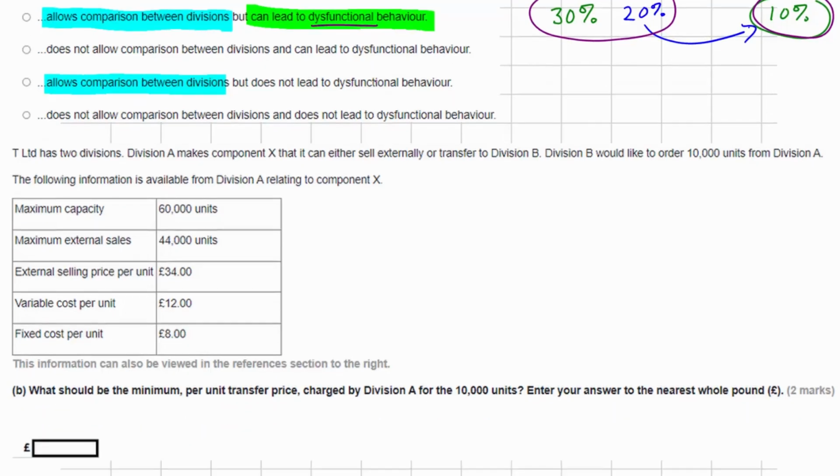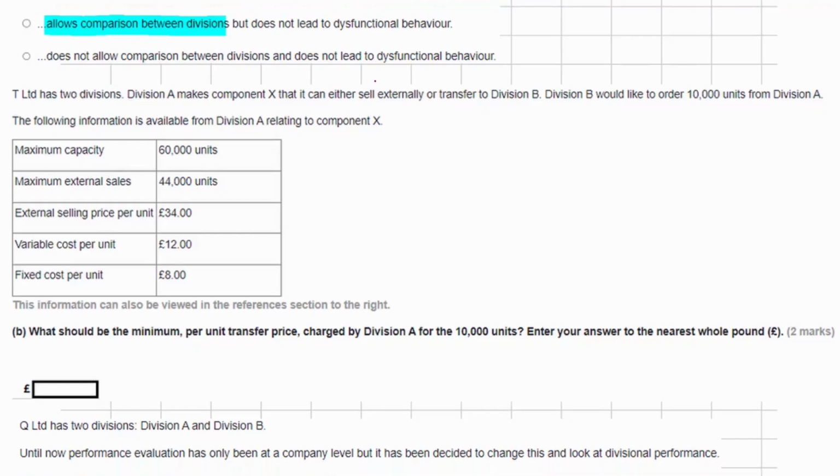Now it continues then in this question. So T Limited has two divisions. Division A makes component X that it can either sell externally or transfer to Division B. Division B would like to order 10,000 units from Division A. So we've got some information about Division A. At the moment their maximum capacity is 60,000 units and the maximum external sales are 44,000.